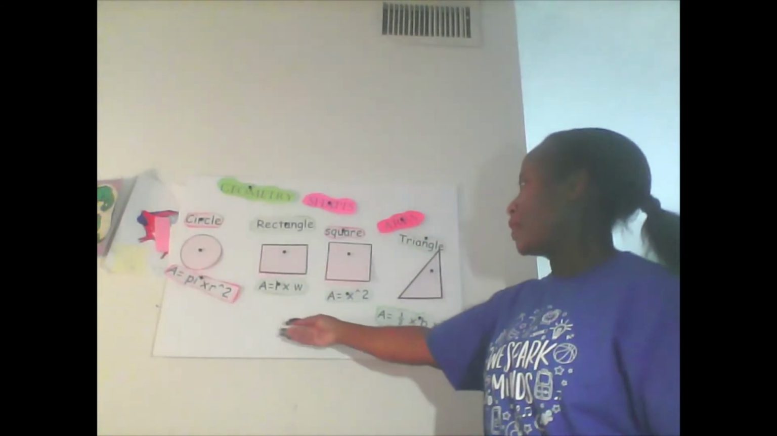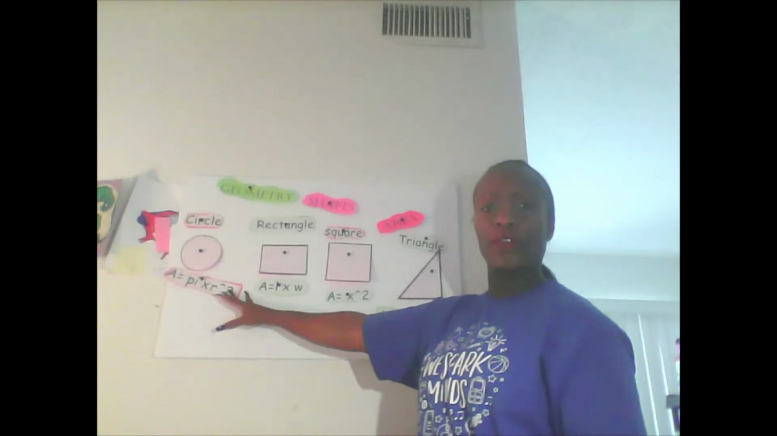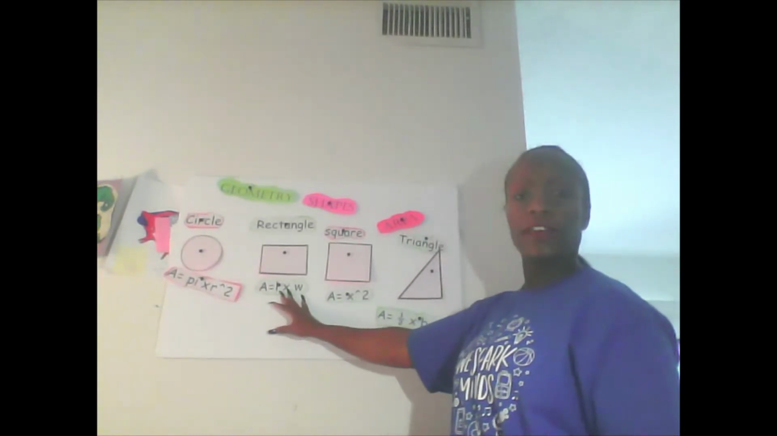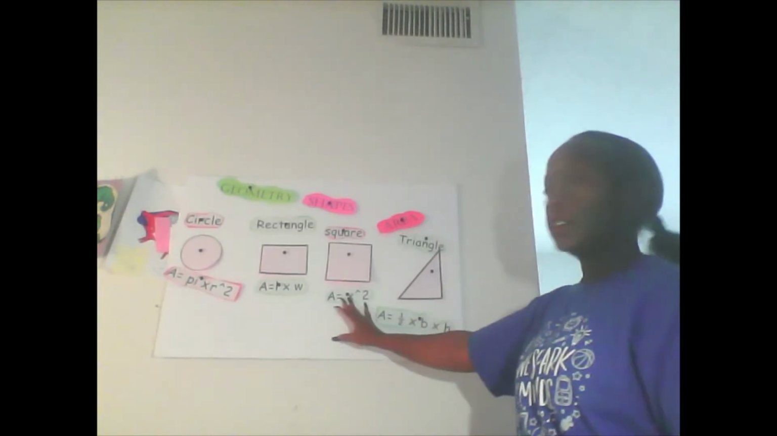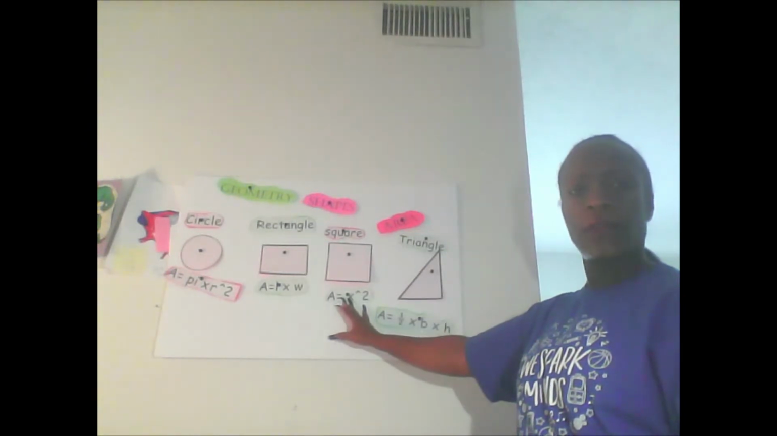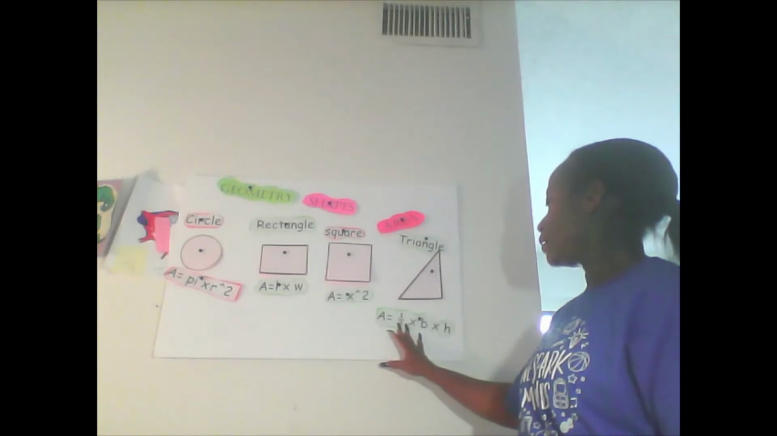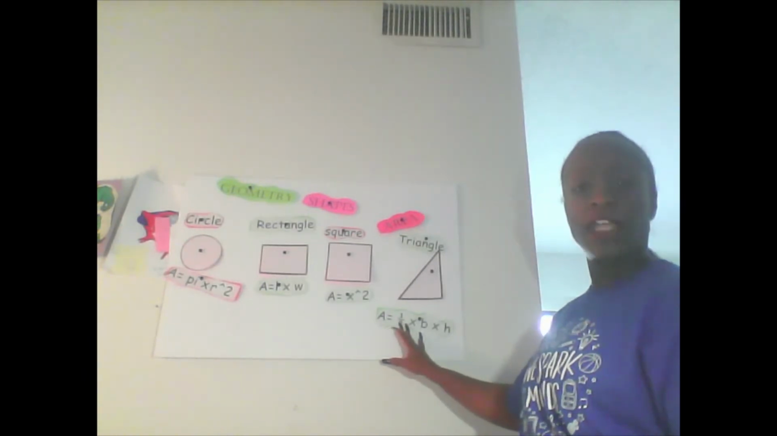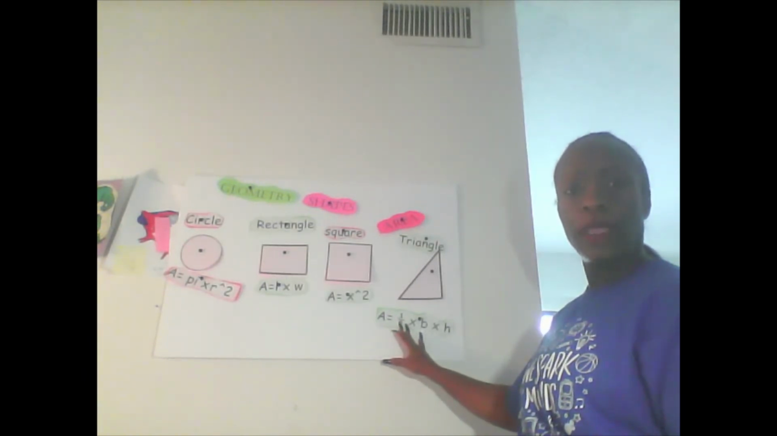With each one, we have the formulas underneath: pi r squared for the circle, length times width for the rectangle, side squared for the square, and 1/2 base times height for the triangle.